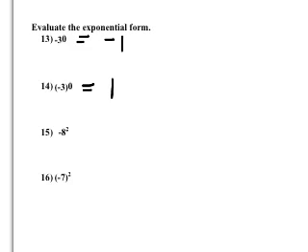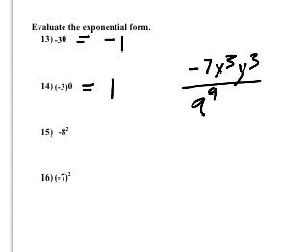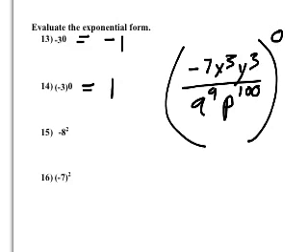For instance, negative 7 x cubed y cubed over q to the 9th power p to the 100th power, that whole thing to the 0 power, equals 1. Not positive 1, not negative 1, but positive 1.